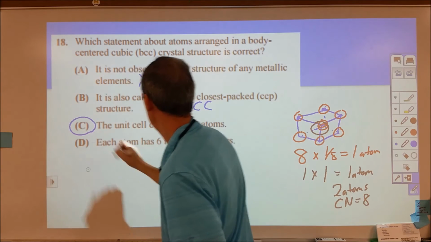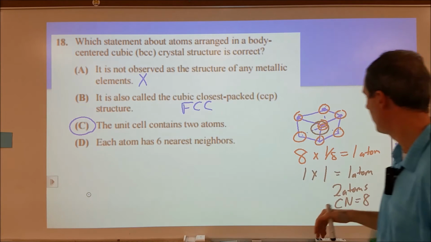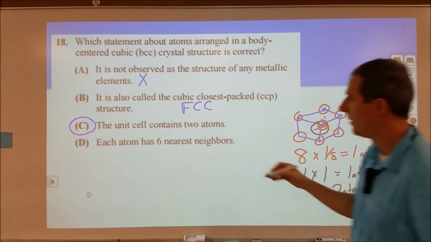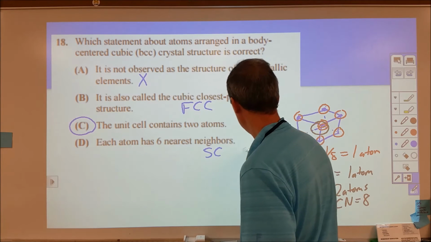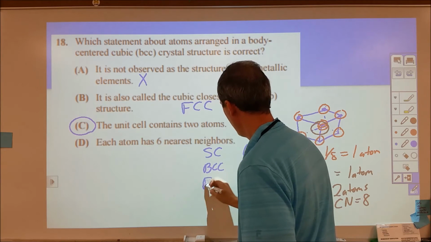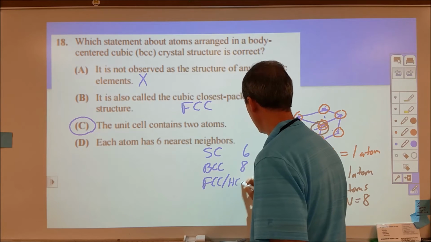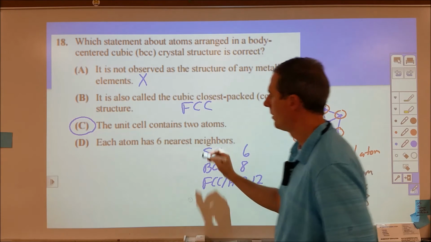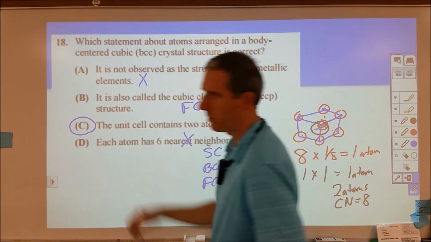That's our correct answer. And then each atom has 6 nearest neighbors. That's the coordination number. This is true for simple cubic, which has 6. Body-centered cubic has 8. Face-centered cubic and hexagonal close packed each have 12. So this is wrong. So our answer is C.